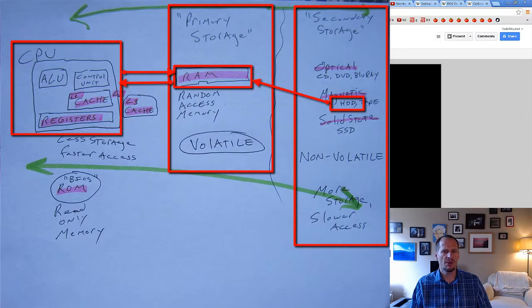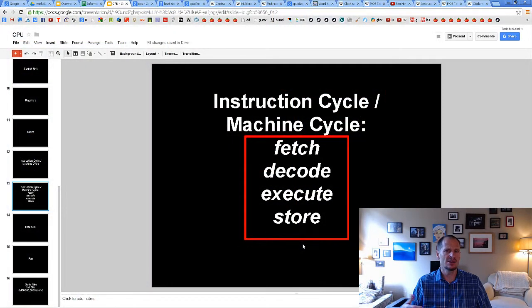And then from RAM, when a program is being run, what the CPU does when it's going through its instruction cycle, machine cycle, is it'll fetch the zeros and ones from RAM. It'll maybe store extra zeros and ones into cache, like the next ones that are going to be coming, and then it decodes the zeros and ones. It executes the zeros and ones, so whatever is being asked of it.